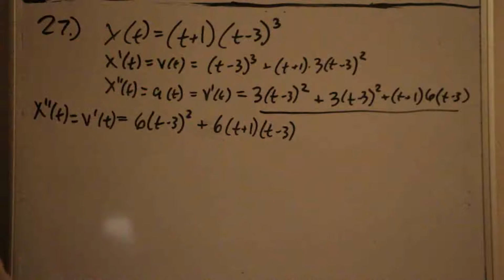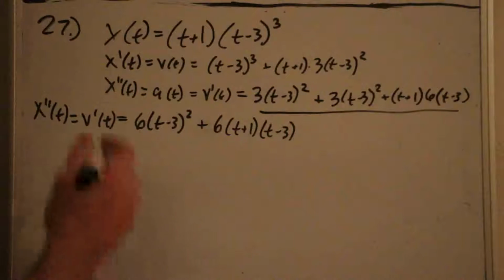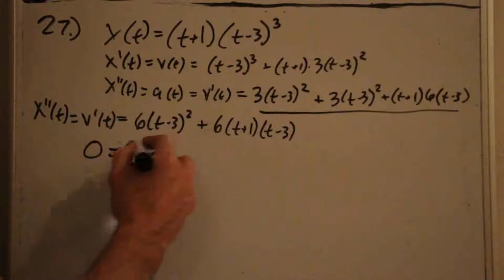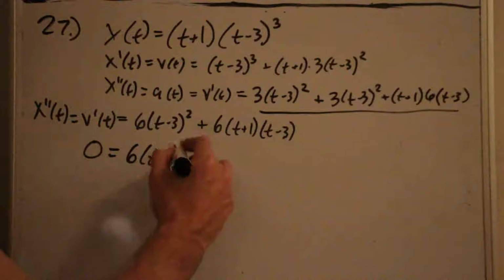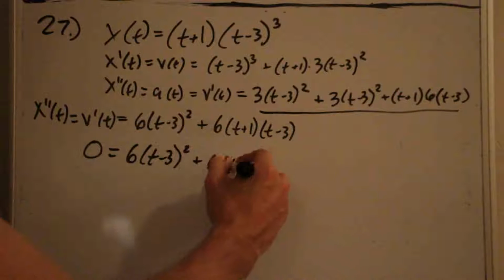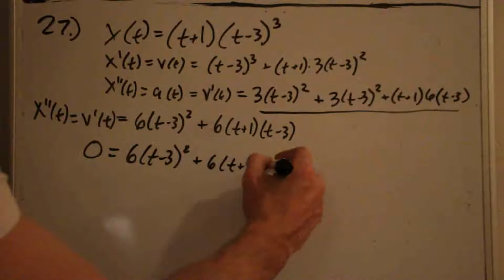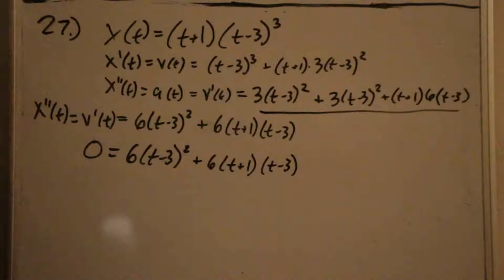So, okay, here's my question. What am I going to do here? I got to find my zeros, right? I got to find where this is going to be equal to 0. So I set it equal to 0, and I get 6 times t minus 3 squared plus 6 times t plus 1 times t minus 3.